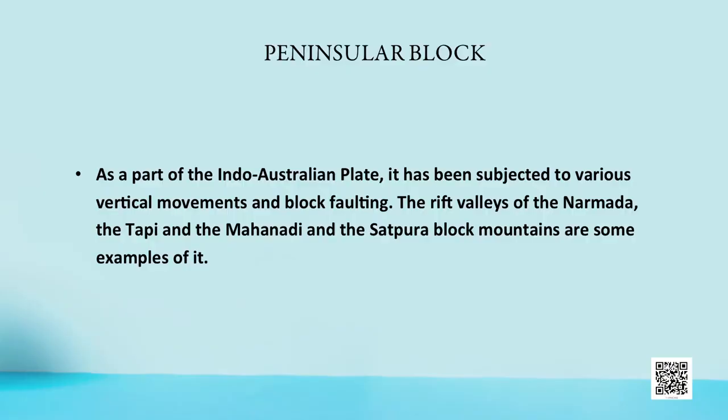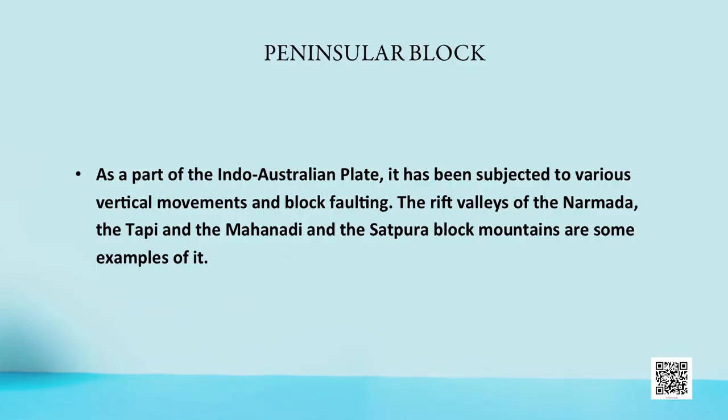As part of the Indo-Australian plate, children, remember I have told you the Indian subcontinent was part of the Indo-Australian plate. It has been subjected to various vertical movements and block faulting. Block faulting results in the formation of block mountains and rift valleys. The rift valleys of Narmada, Tapi and Mahanadi and the Satpura block mountains are some examples. Narmada and Tapi flow through the rift valleys. Mahanadi also, and Satpura are the block mountains found in the peninsular block.